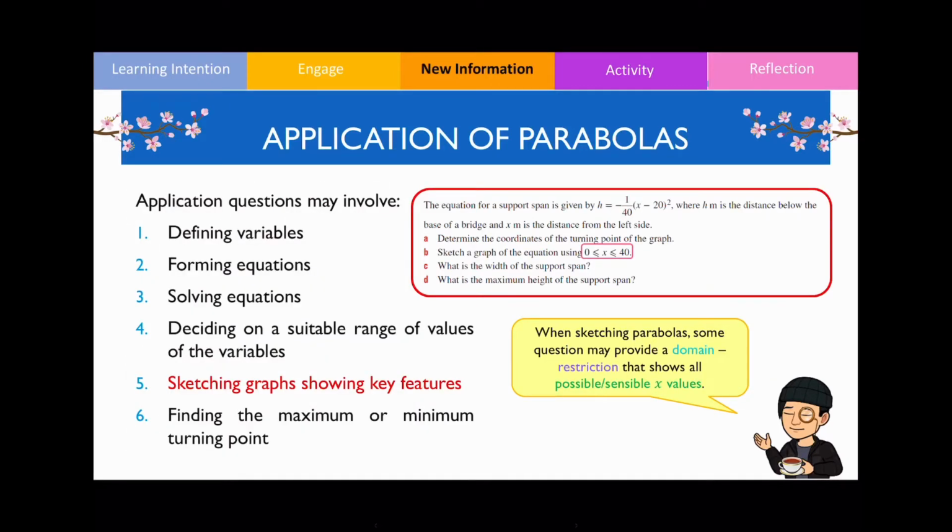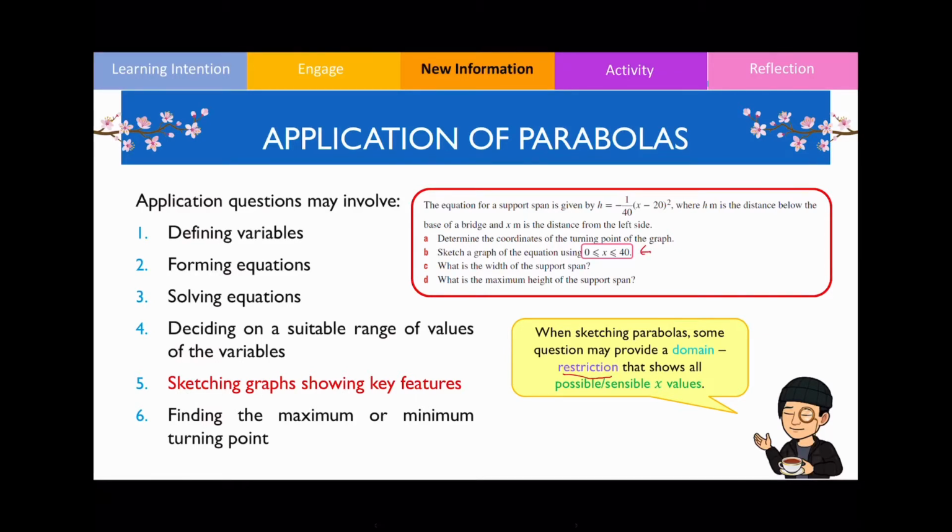Number 5, you're always going to get a question that will ask you to sketch the graph showing key features. In this case, you need to show the turning point, x and y intercepts, but sometimes they might also give you a domain. A domain is pretty much a restriction or a range that shows all possible x values. That is what the domain looks like.